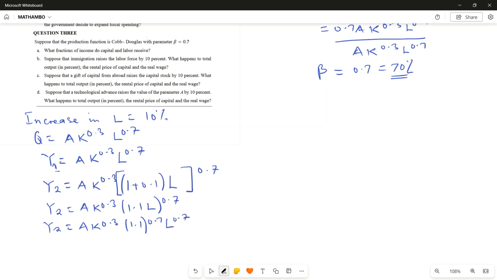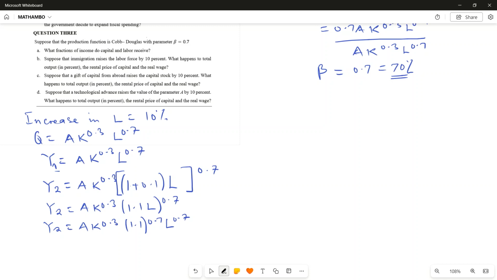In short, labor has increased by 10%. So to show the increase, we do 1 plus R, where R is the growth. There has been an increase by 10%, which means labor has increased by 10%. So we have to multiply the 1 plus R by labor.